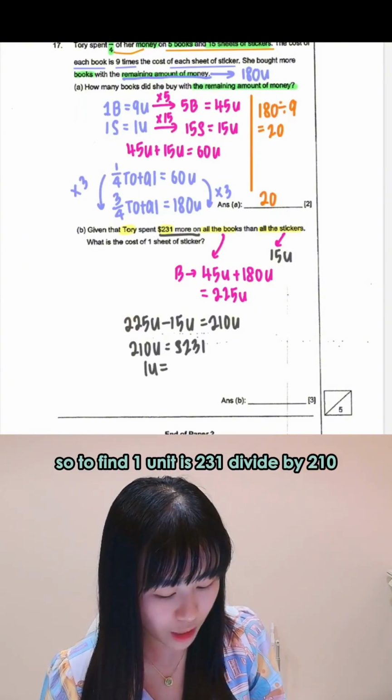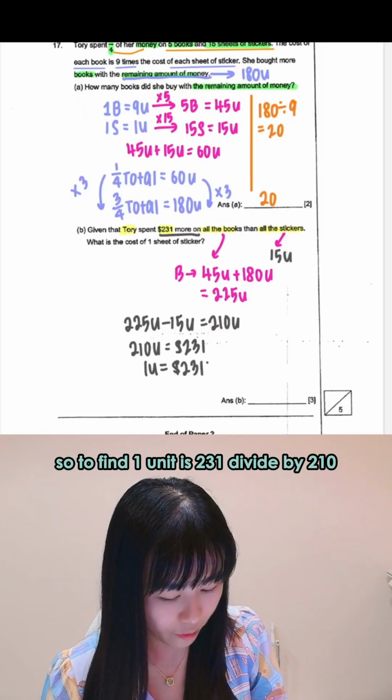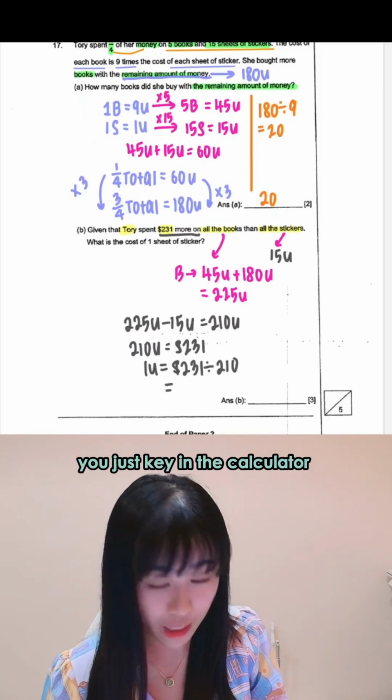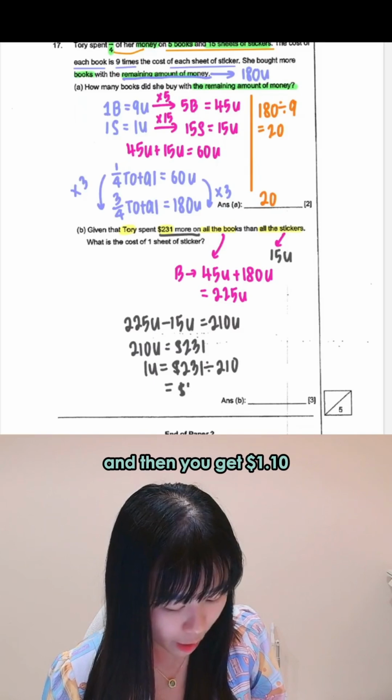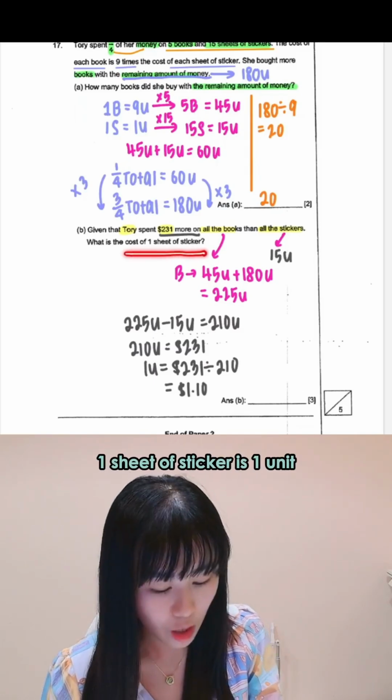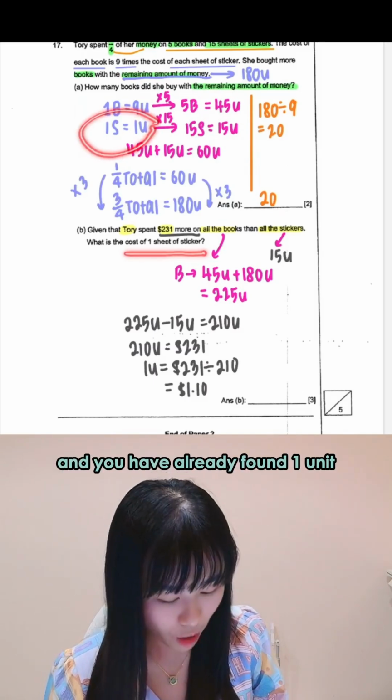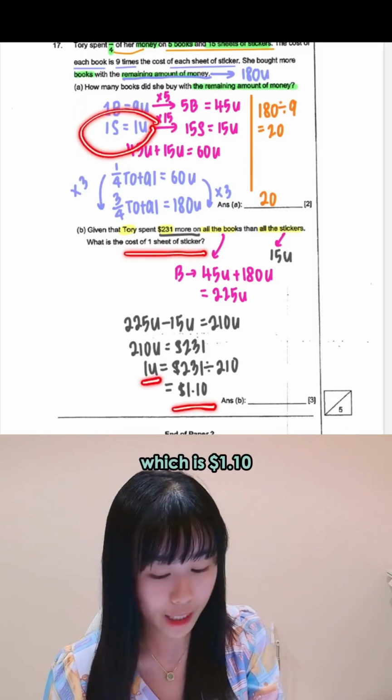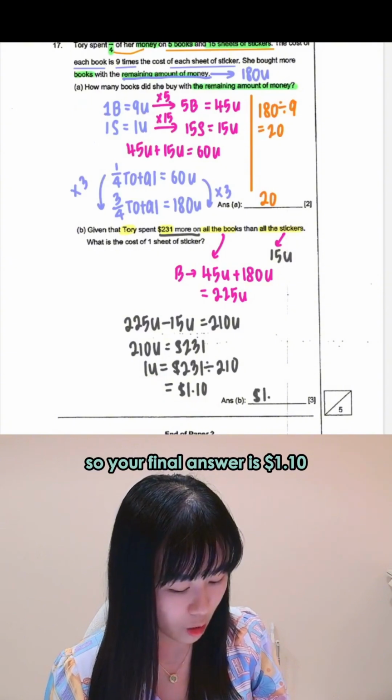So 210 units is equivalent to the difference of $231. So to find 1 unit is 231 divided by 210. You just key in the calculator because it's paper 2. And then you get $1.10. And since they ask for the cost of 1 sheet of sticker, 1 sheet of sticker is 1 unit. And you have already found 1 unit, which is $1.10. So your final answer is 1.10.